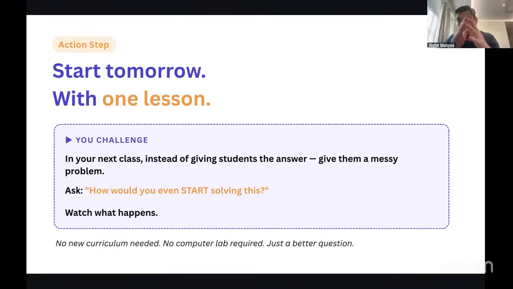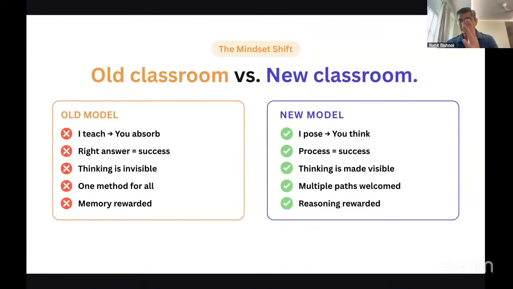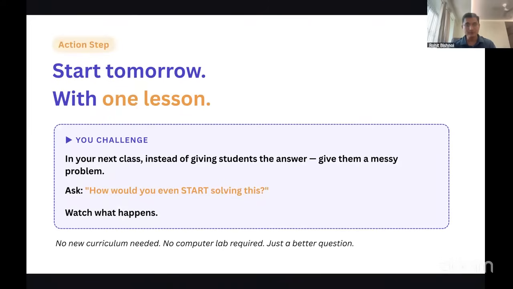So if all of us can push our students to think, to challenge, to find new ways, they will start enjoying the subject more. So as an action step in next class, instead of giving students the answer, give them a problem. If you cannot think of a problem, take help of AI to think of the problem, and then tell them, ask them how to start solving this.